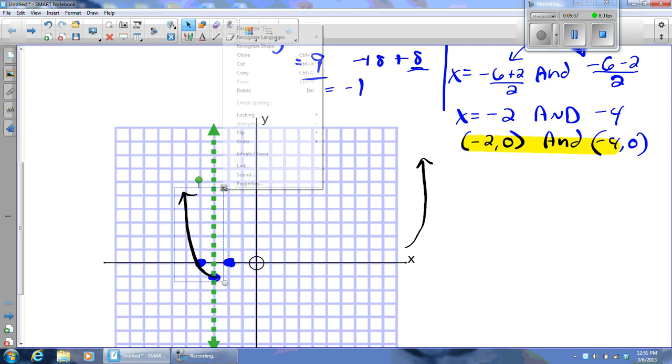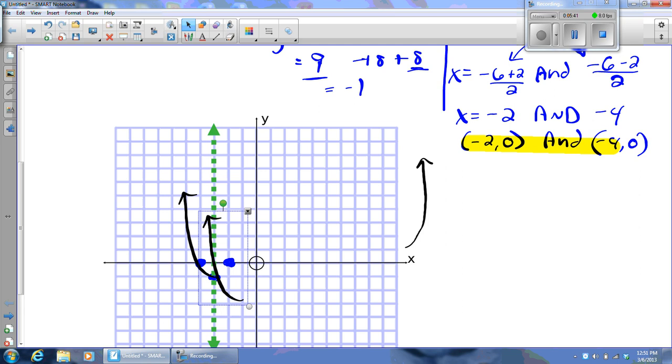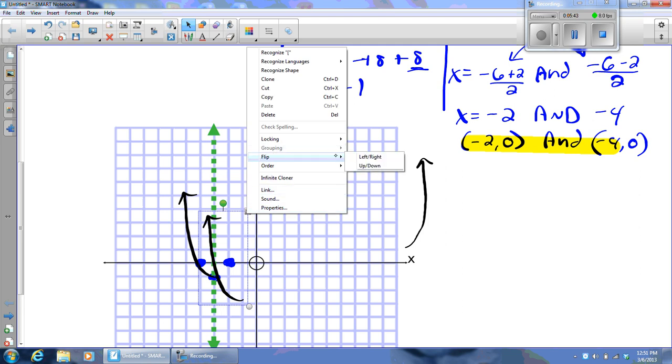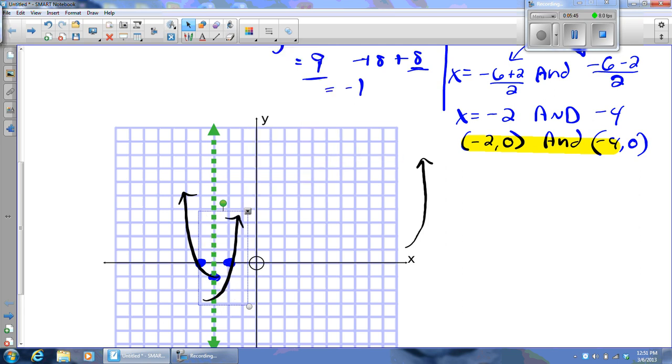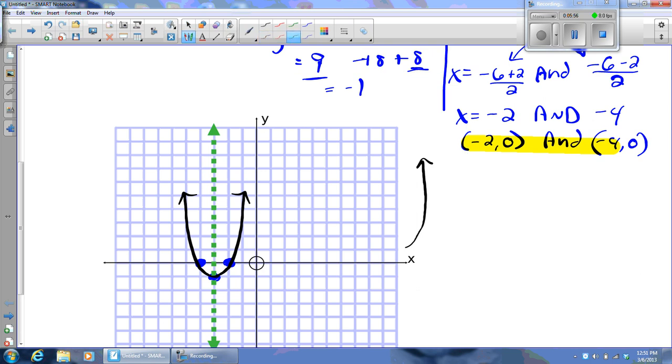Watch this. I'm going to clone him, and then I'm going to flip him. This should work out beautifully. And there we go. Now it looks perfectly symmetrical. And remember, Corvus, the roots of my equation are here, not here. No roots there. That's an arrowhead. These are the roots. Okay.